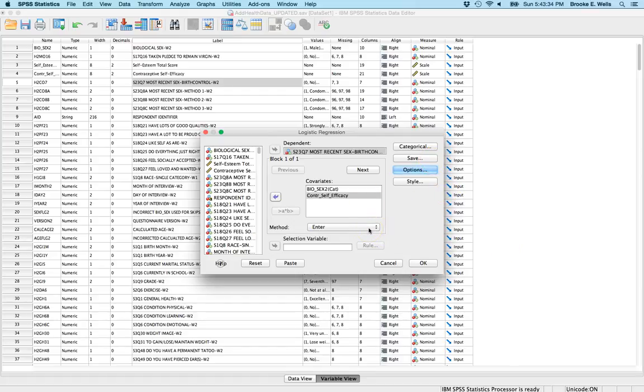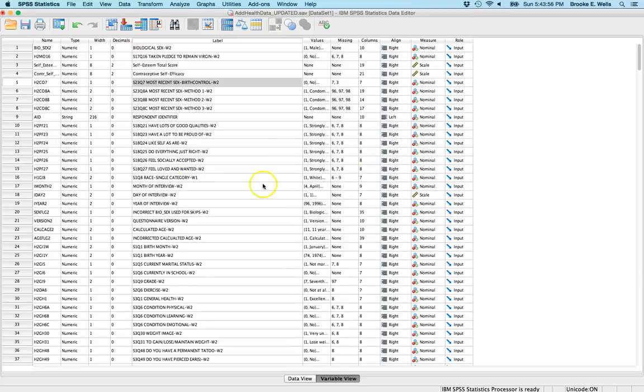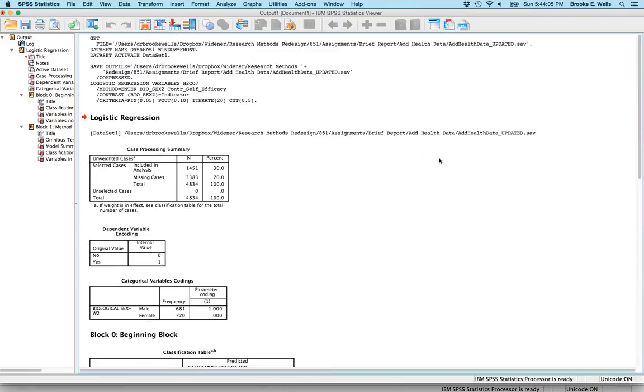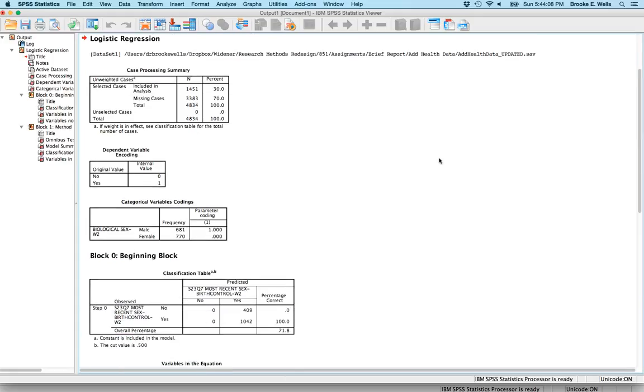Much like in linear regression, you can enter your variables in a variety of different ways. So forwards, backwards. You can do different steps, but we're just going to put both of these variables in simultaneously, and all we did was tell SPSS which of our independent variables is categorical. So we'll hit OK or paste to create the syntax, and then this is creating our output. And so this gives us a little bit more output than the regular linear regression does.